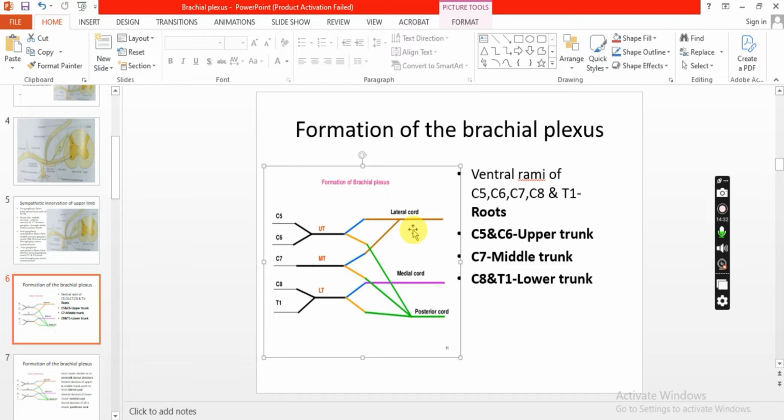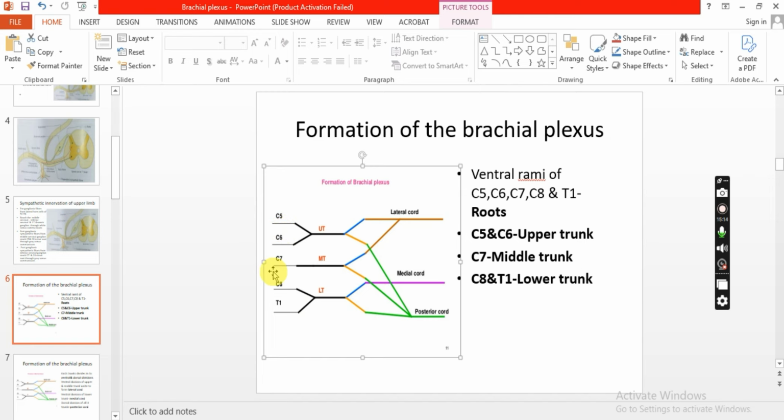Okay. So you can see the cords of the brachial plexus pass through the cervicoaxillary canal, or apex of the axilla, to reach the axilla. The cords of the brachial plexus are named according to their position around the second part of the axillary artery. That means the lateral cord lies lateral to the second part of the axillary artery, the medial cord lies medial to the second part of the axillary artery, and the posterior cord lies posterior to the second part of the axillary artery.